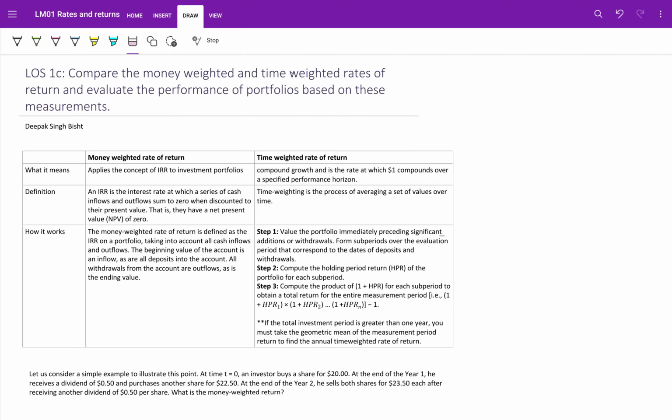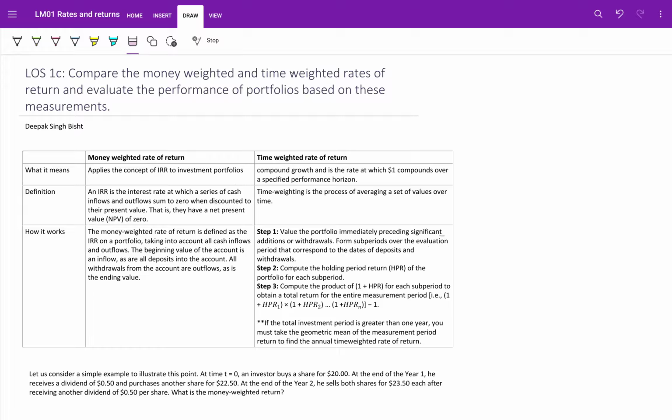Before we start with money weighted rate of return, you need to understand what internal rate of return means. Internal rate of return is the discount rate that makes the net present value of an investment equal to zero. It is internal because it depends only on the cash flows of the investment and no external data is needed for this.